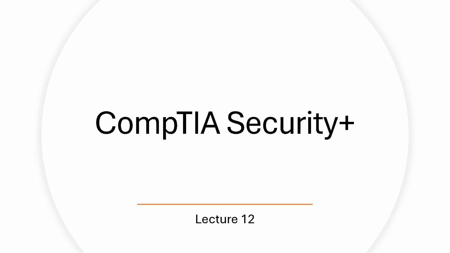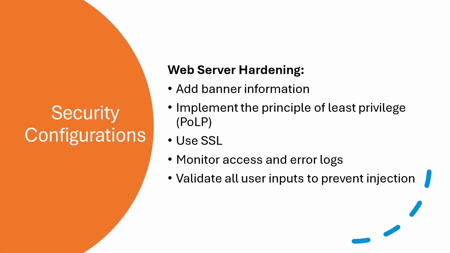Let's get started. Security configurations. Security configurations are crucial to ensure the integrity, availability, and confidentiality of systems and networks. Web server hardening. Displaying a banner message when someone attempts to connect to your web server provides basic information and discourages potential attackers. Principle of least privilege, or POLP, dictates that users and processes should only have the minimum permissions necessary to perform their intended tasks.